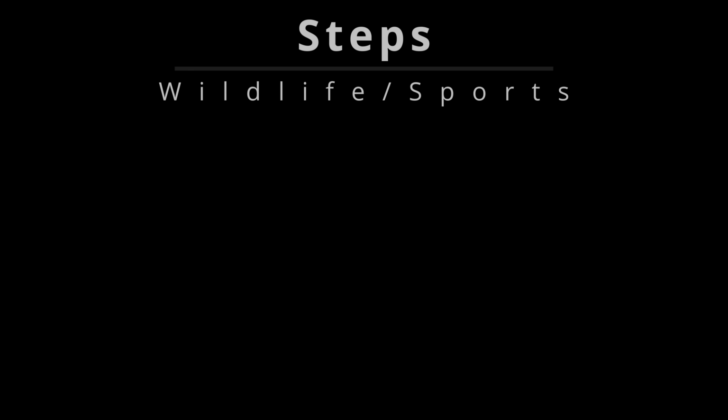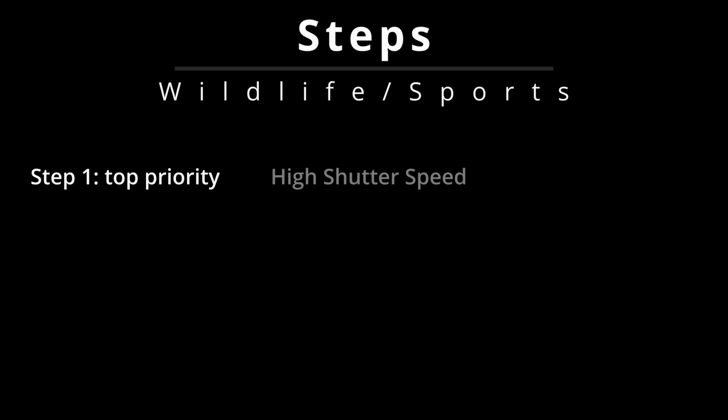So we've seen that we should select settings in order of priority for our style or genre. Let's put this into practice. For example, a wildlife or sports photographer, your shutter speed to freeze action is what matters most, and you need it high to freeze the action. You pick that first, let's say 1/1000th of a second.